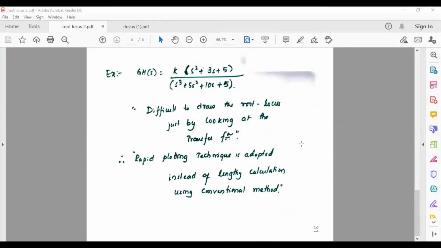So for example, imagine you have a more complex system where we have order 3, S cube. And obviously there are 2 zeros, there are 3 poles. Therefore, if you want to go by a conventional method, it is a very lengthy, cumbersome numerical technique. So for that reason, we adopt a rapid plotting technique instead of lengthy calculation by conventional method. So you cannot guess the shape of root locus just by looking at this. So you need to perform some operations and you need to get quickly the shape of root locus.